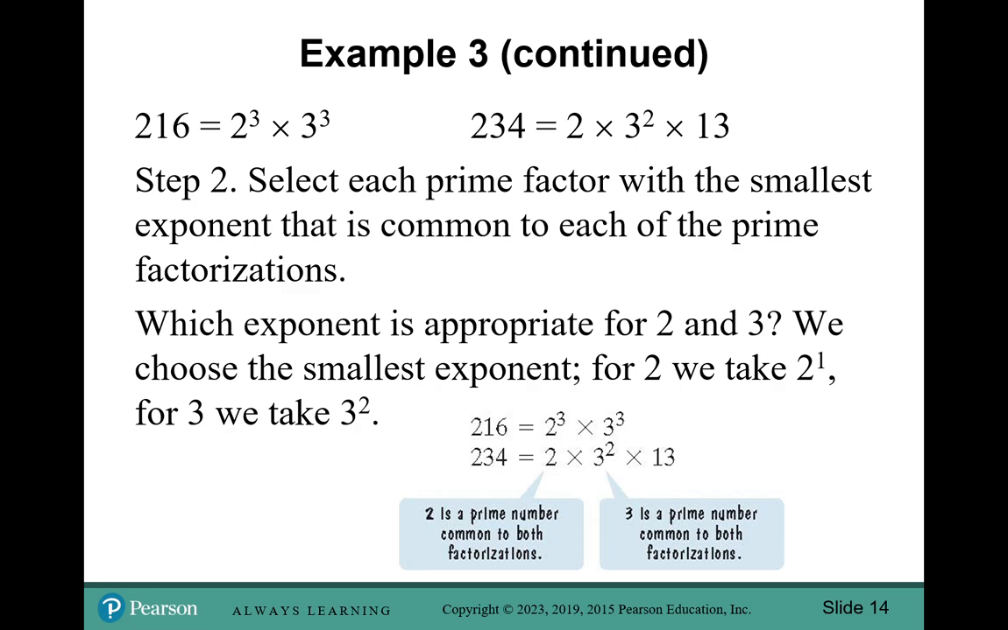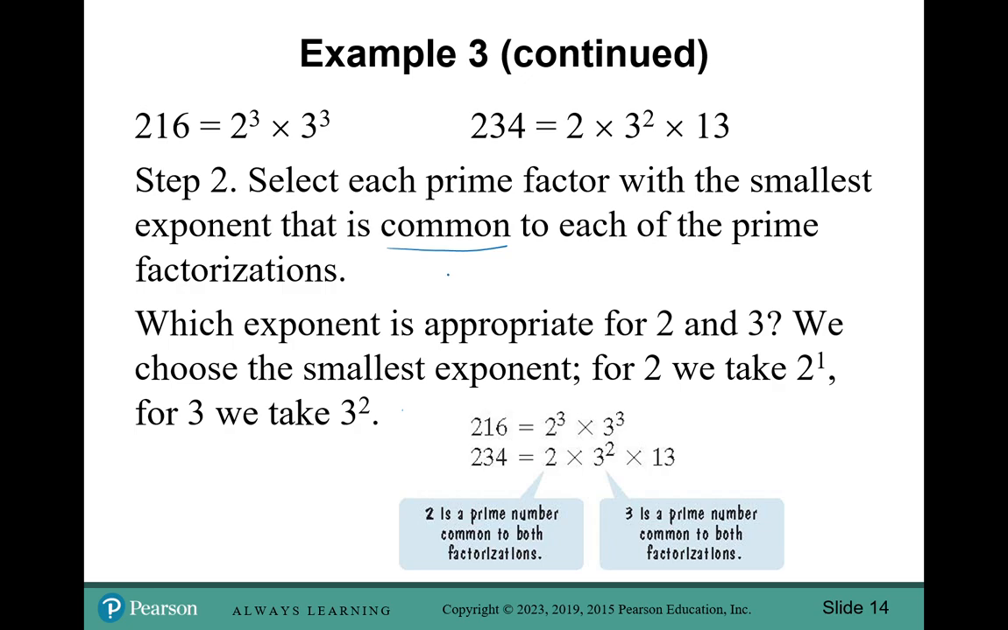Now, step 2, we need to select each prime factor with the smallest exponent that is common to each of the prime factorizations. It has to be common, which means it has to be in both of each factorization. So, what do we have in common here?